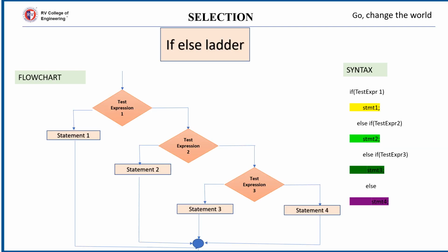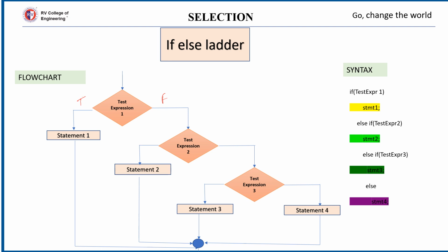One more multi-way selection is using the if-else ladder. So we have a series of if-else statements in this case. Let us look at the flowchart first and then look at the syntax. So I have a test expression 1. If this results to true, statement 1 is executed. If it results to false, I check one more condition.